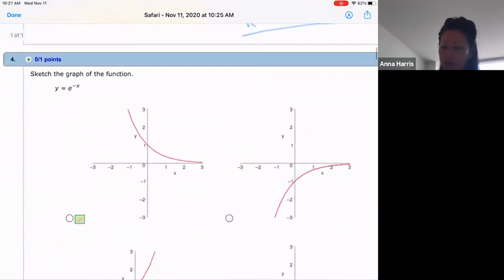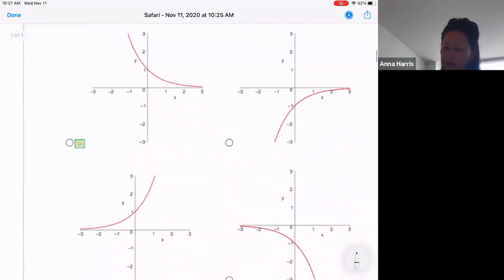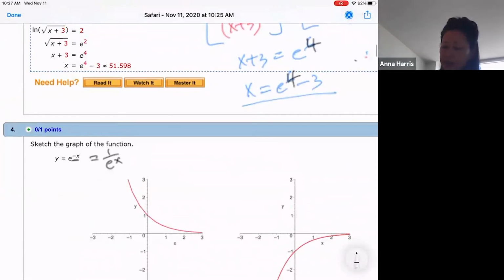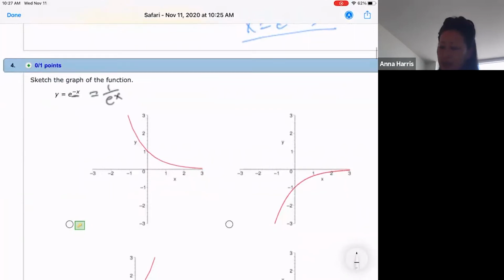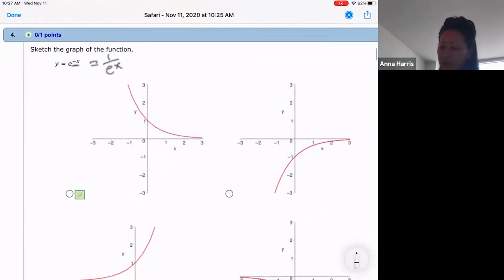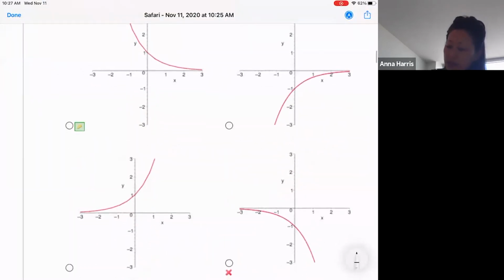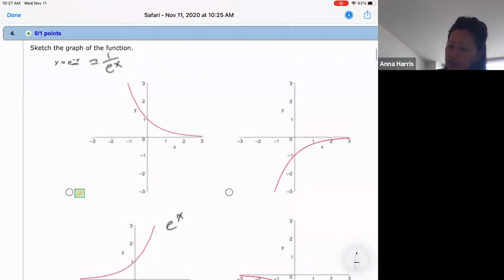So you can sketch this one. Since it's a negative, you're gonna do it the opposite way. This is the same as 1 over e to the x. That's what that means. When x gets bigger, as you can see, the y gets smaller. So that's why it's opposite. This is regular e to the x. This is e to the negative x picture.